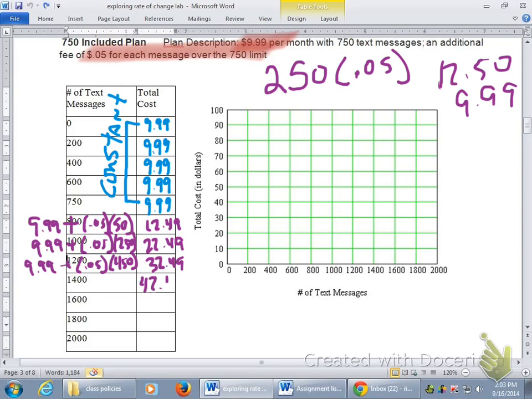Again, all we're doing here is we used this formula, this algorithm to figure out our cost, and once we had a clearly established pattern, we just went ahead and went on up.